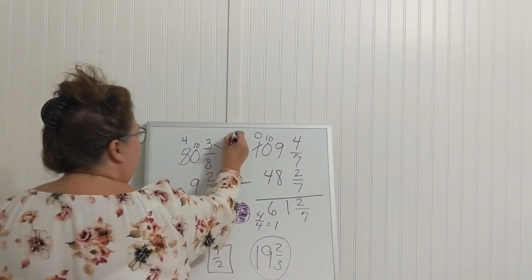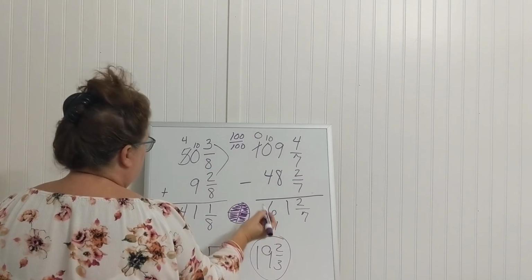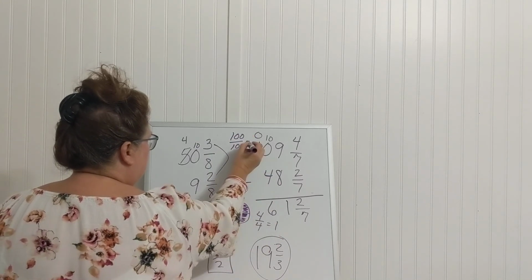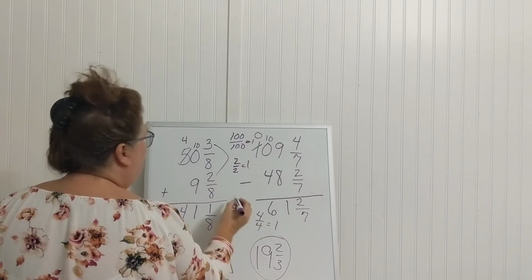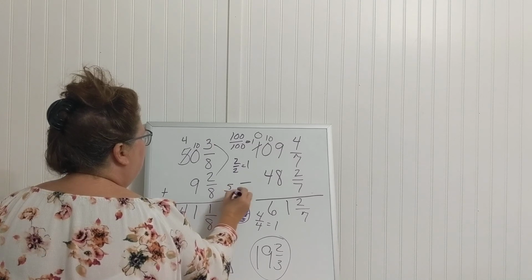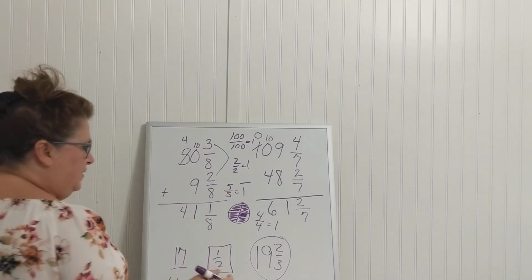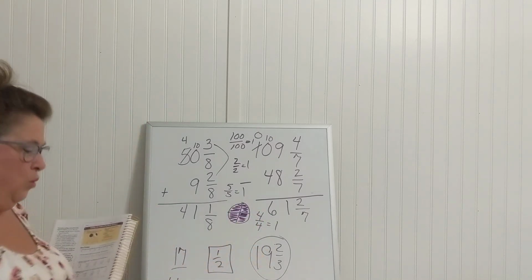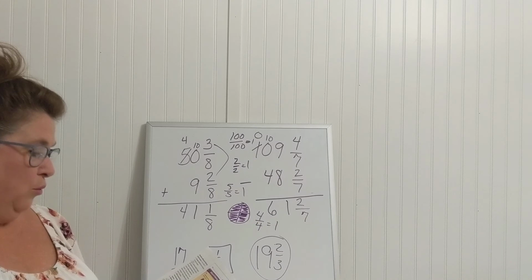It works the same way if it's 100 over 100, that equals 1, or 2 over 2, that equals 1, or 5 over 5, that equals 1. Whenever your numerator and denominator are the same, it equals 1, okay? So instead of writing 4 over 4, they wrote 1.